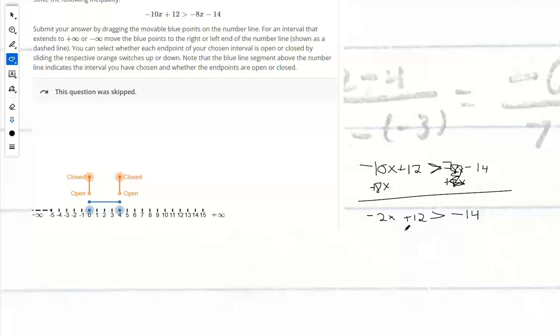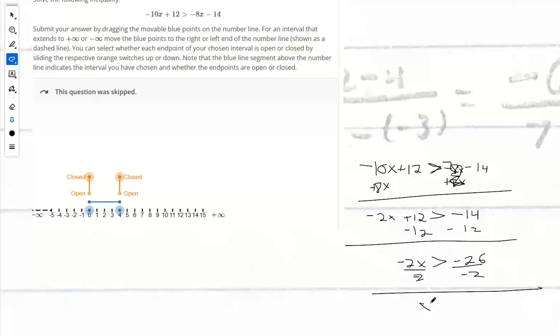Still trying to get x by itself, so I'm going to subtract that 12 from both sides. So negative 14, if I subtract 12, I'm going further back in the negative, so I add those digits. And then to get x by itself, I divide negative 2 from both sides. So that means I'm flipping that inequality symbol like I said at the beginning. Okay, so we got x is less than 13.